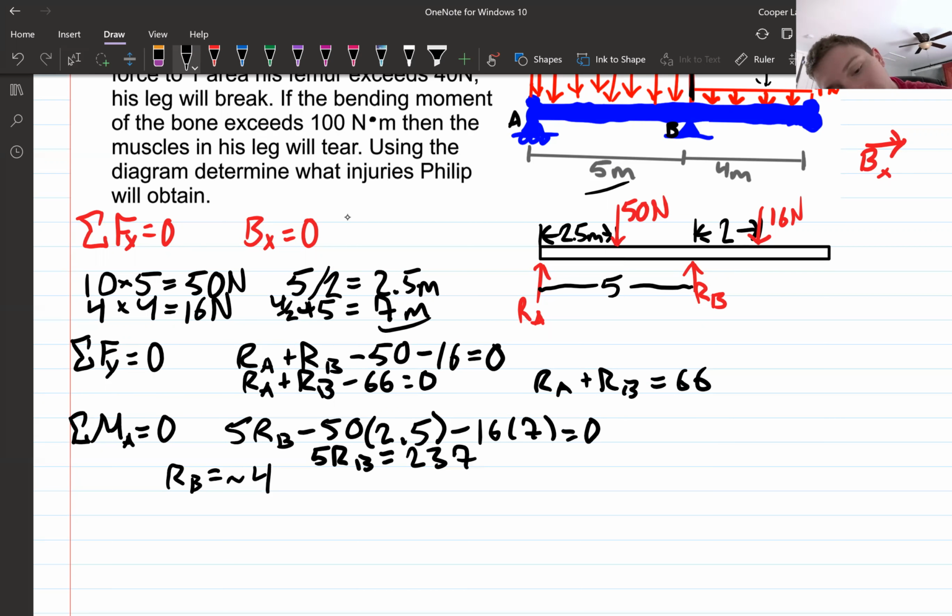So now I'm going to plug that in and try to solve for my R_A. So when I do that, I'm going to do R_A plus 47.4 equals 66. So using this equation, I'm going to get R_A equals 18.6.